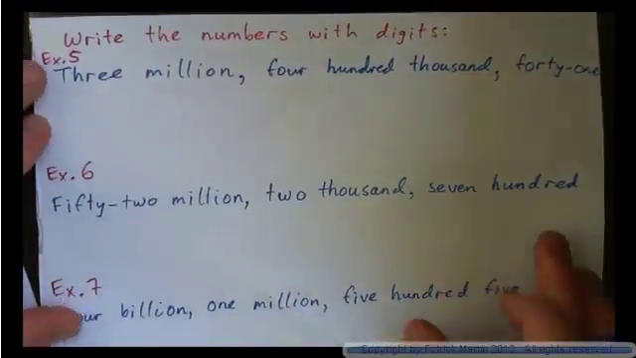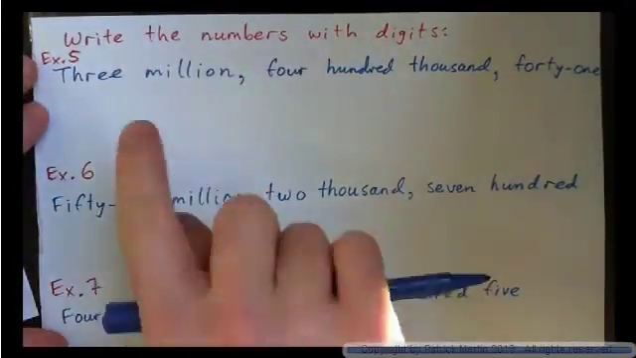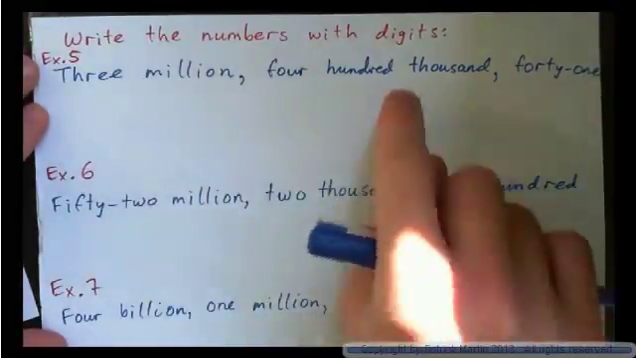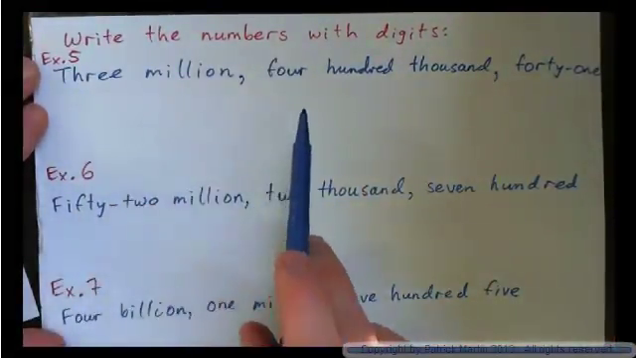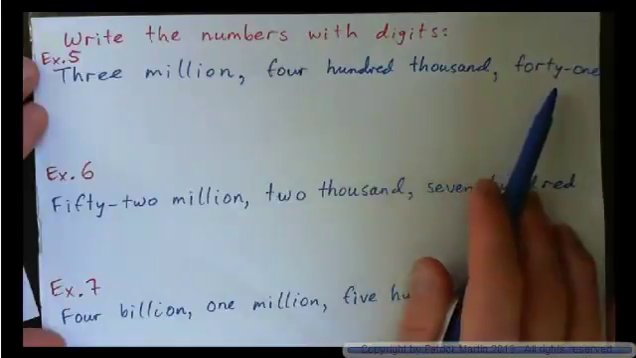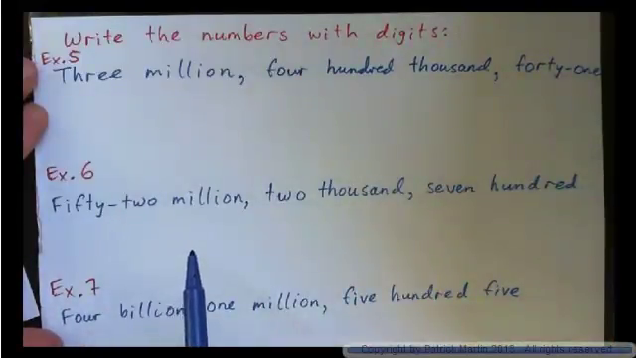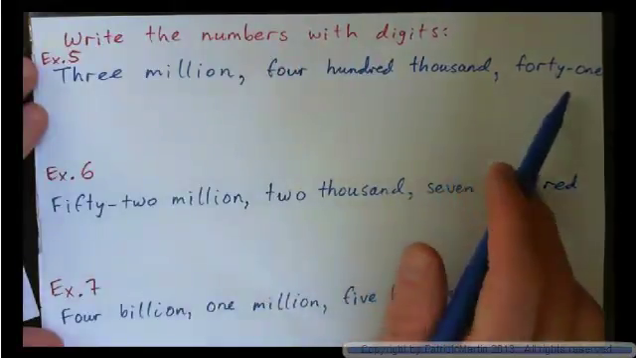Okay, now, example 567, I just want you to write down the number. Write this number with digits. So 3,400,041.